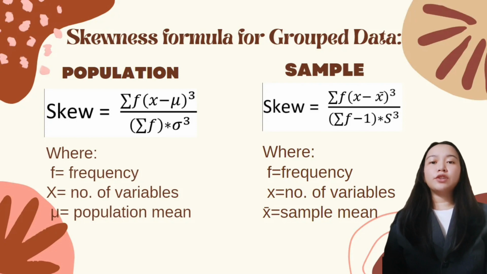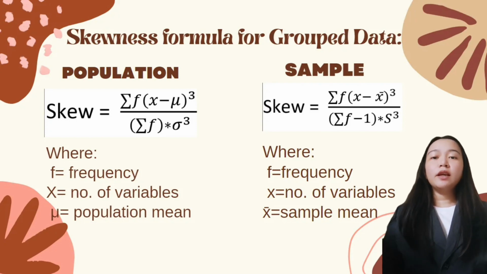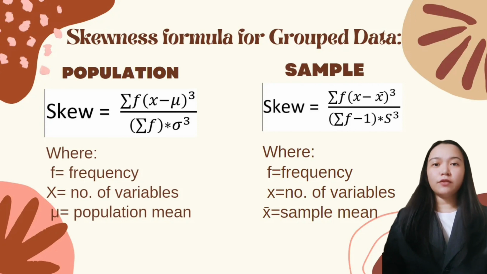Here are the skewness formulas for grouped data. For population, as you can see in the formula below, where f is frequency, x is the variable, and mu is the population mean. For sample, as you can see in the formula below, where f is frequency, x is the variable, and x bar is the sample mean.